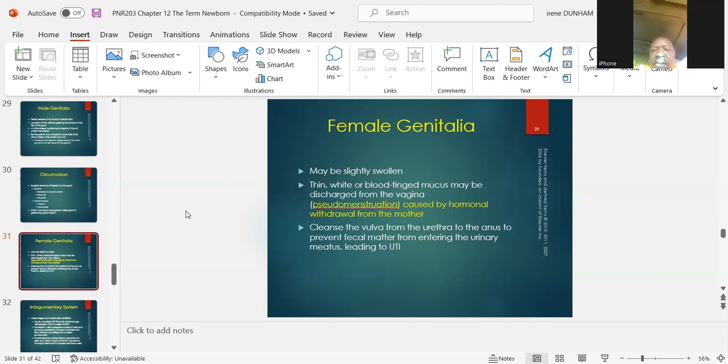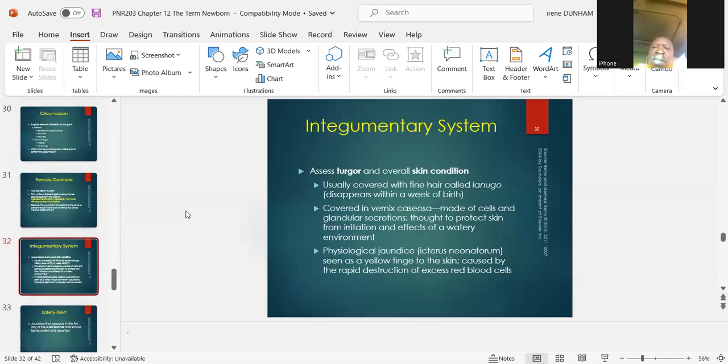Her hormones are circulating in her bloodstream, and they went right across the placenta into the baby. Okay, so we have to just let moms know it's okay. And then we always clean the vulva from the urethra to the anus to prevent fecal matter from entering the urinary tract, because if it's done wrong, that can lead to a UTI. Okay, we know that.